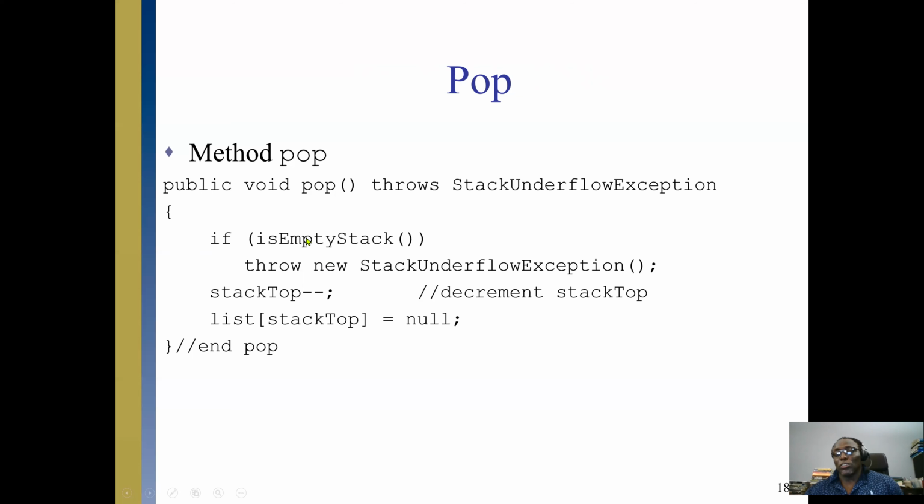If the condition is false, then we do 2 steps. First of all, we are removing an item from the stack. So we know we only have to insert and also remove from the top of the stack. So first of all, we decrement the stack top by 1. Then we assign None to the stack top. We make sure there's nothing on top. So decrement by 1, then assign None.